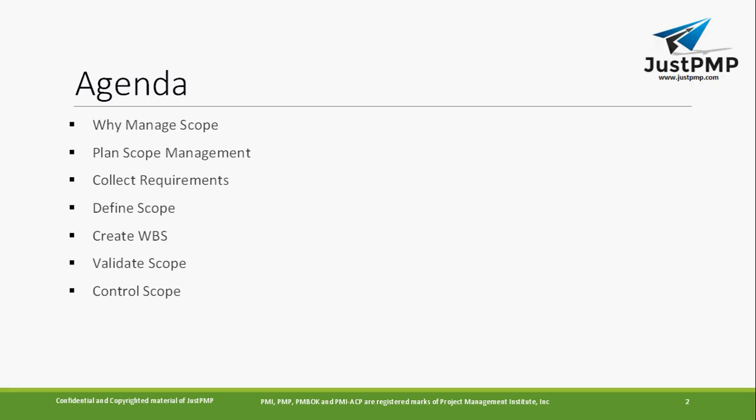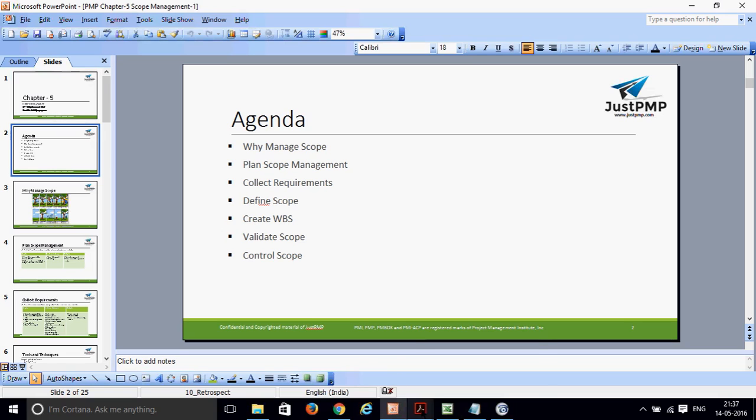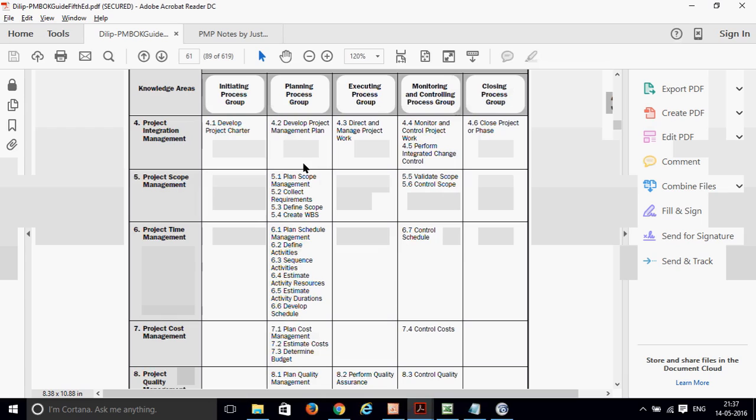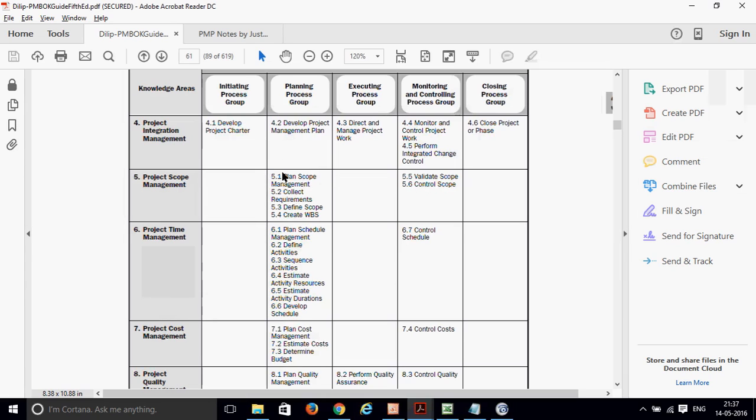So we're going to show you the PDF copy. If you see plan scope management, collect requirements, define scope, and create WBS, these are the processes which belong to scope management, and they are grouped under the planning process group. In scope management, what you are going to do is your planning of scope activities: the scope of the project, what will be in, what will be out, and what the requirements are. That is where you do the planning part.